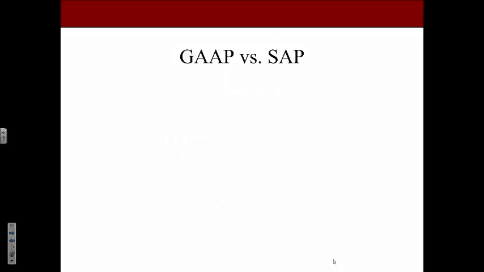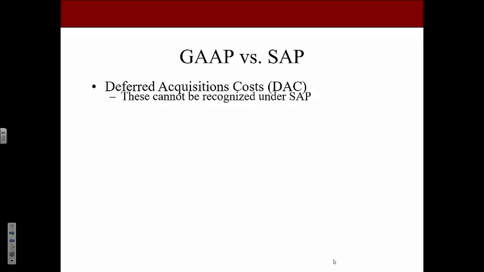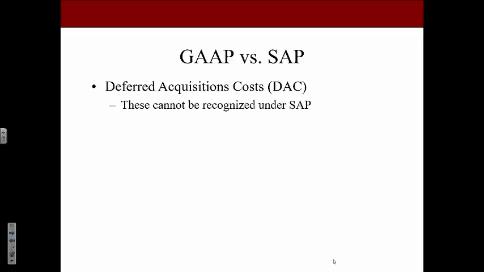Let's continue to compare GAAP versus statutory accounting. Under GAAP accounting, there are such things as deferred acquisition costs, but these cannot be recognized under statutory accounting. Those again are the costs that you incur before you actually sell your product, but under GAAP accounting don't have to be recognized until the revenue on that product is earned. Deferred acquisition costs don't exist at all under statutory accounting principles because expenses must always be immediately recognized.